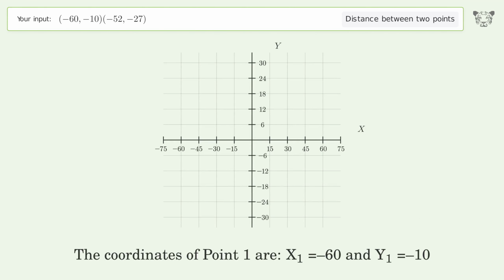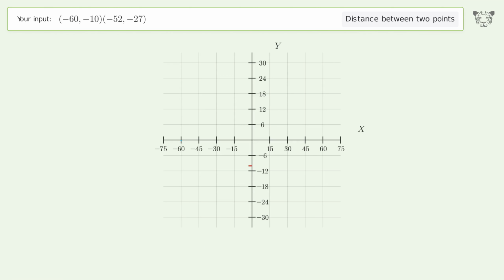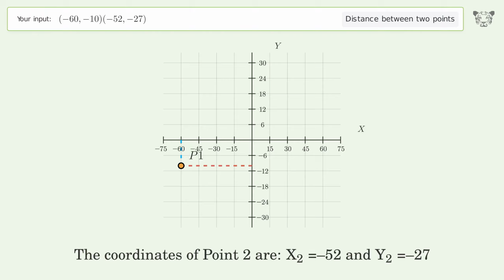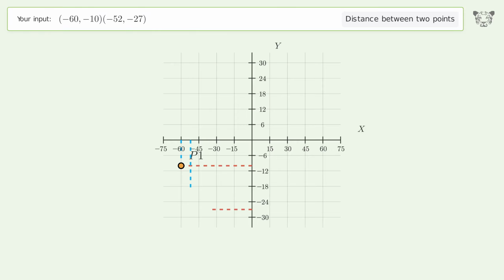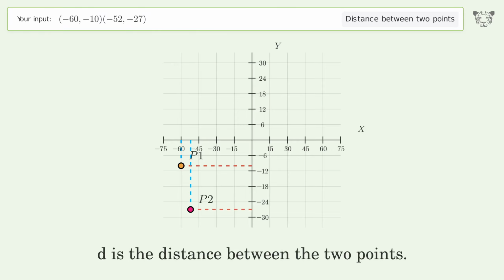The coordinates of point 1 are x1 equals -60 and y1 equals -10. The coordinates of point 2 are x2 equals -52 and y2 equals -27. D is the distance between the 2 points.